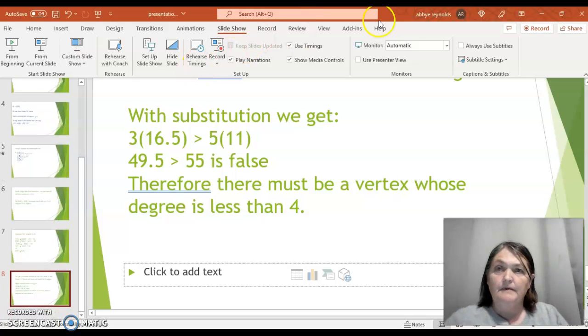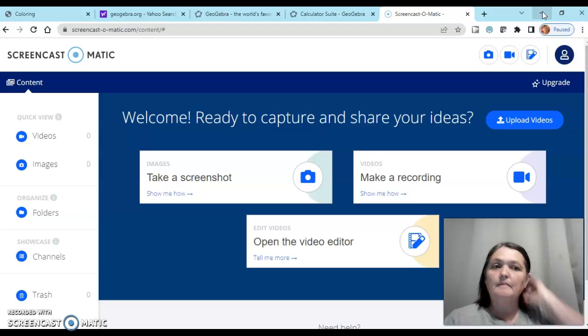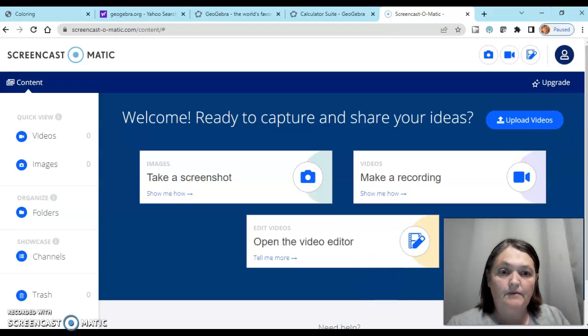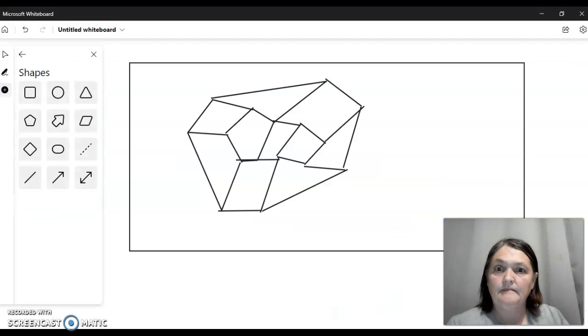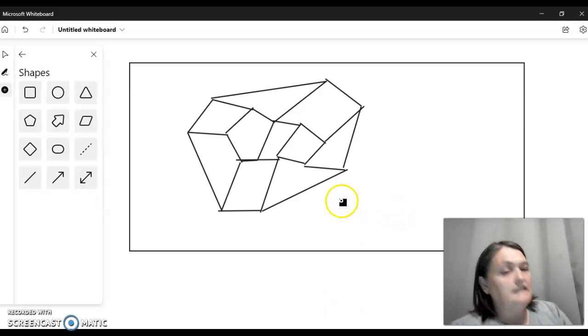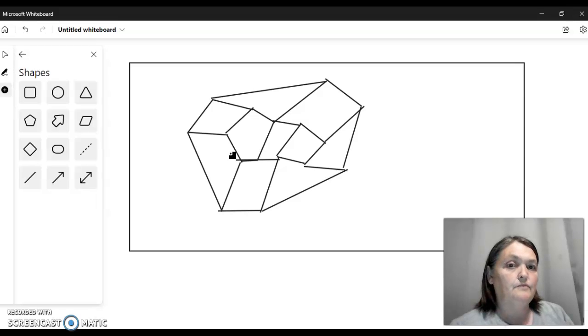Okay, now we want to talk about the second part. So I'm going to pull up my whiteboard. The second part said, if we had 11 faces, prove they can be colored with 4 colors. Let me read that to make sure I'm reading that right.